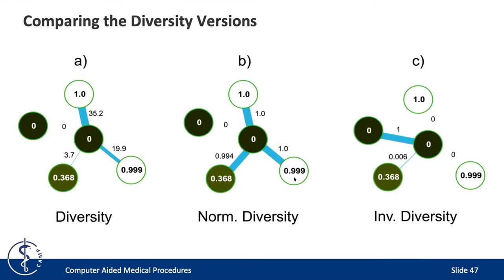Now let's take a look at the normalized diversity. What we can see here is something that could explain why we have a low performance with this particular function.